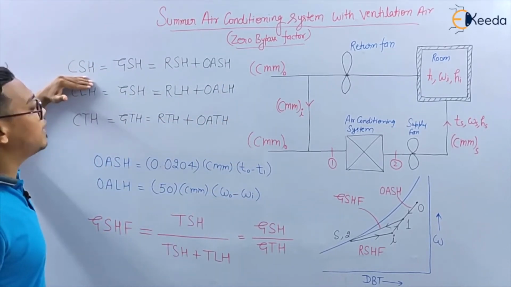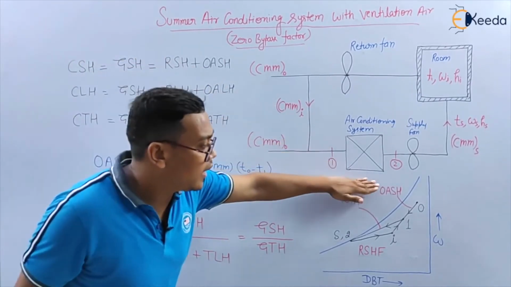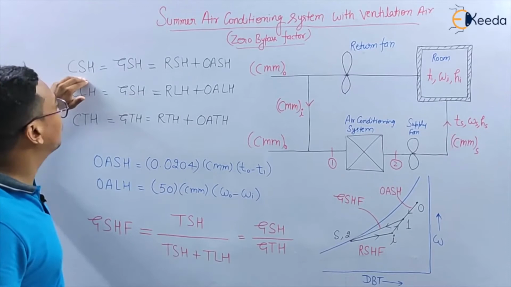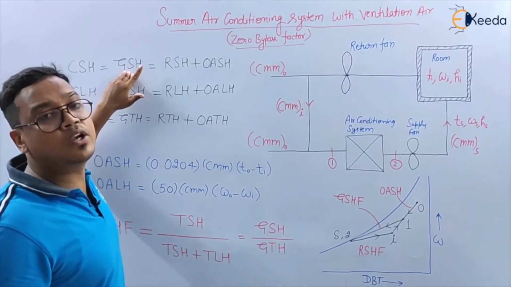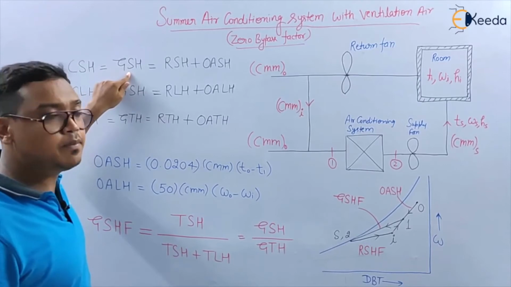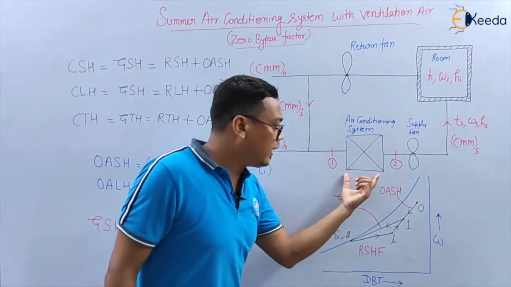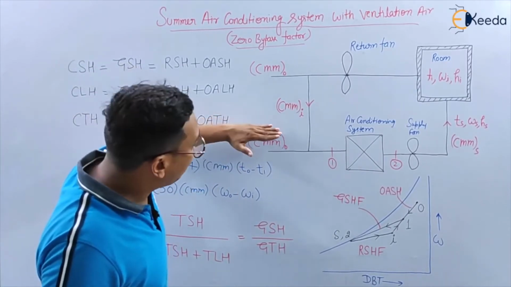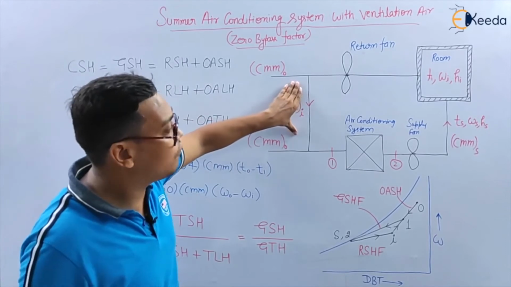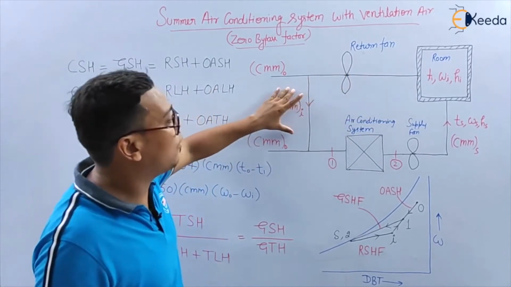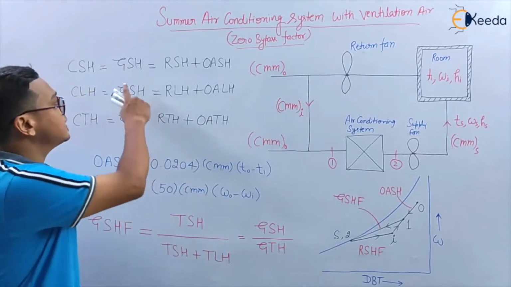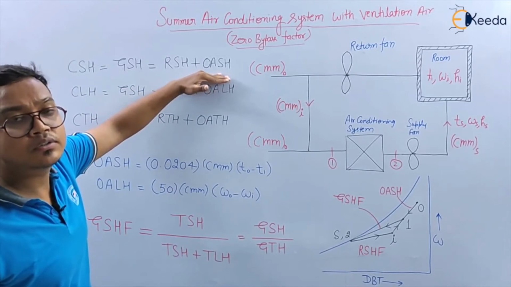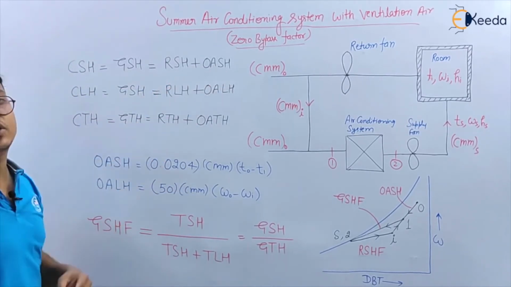Let's see the coil sensible heat load or air conditioned heat load. This is the coil sensible heat load or air conditioned heat load. This is equal to the grand sensible heat load. It is called grand sensible heat load because the air condition will take care of the sensible load of outside air and the sensible load of room air, which is return air from the room. So it is the summation of room sensible heat load and outside air sensible heat load.